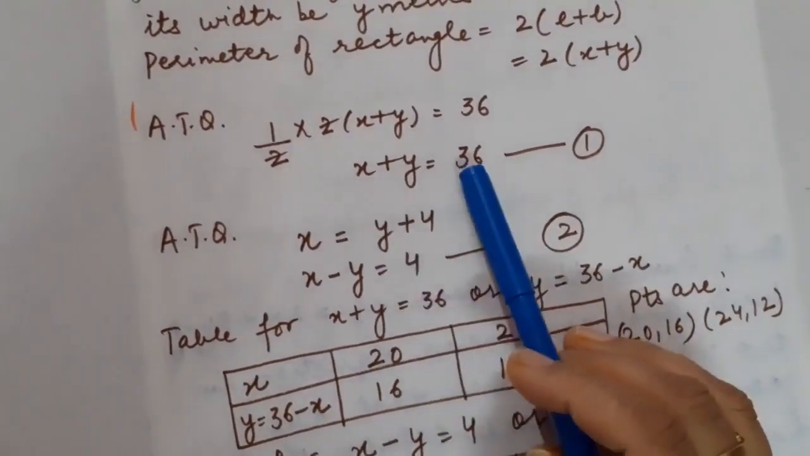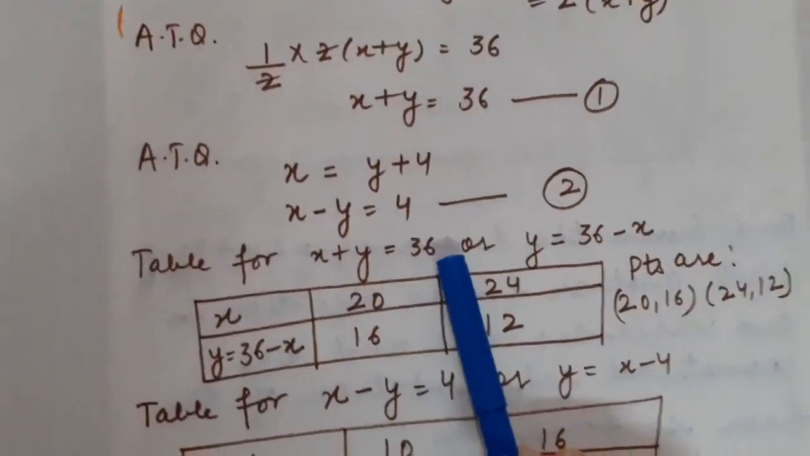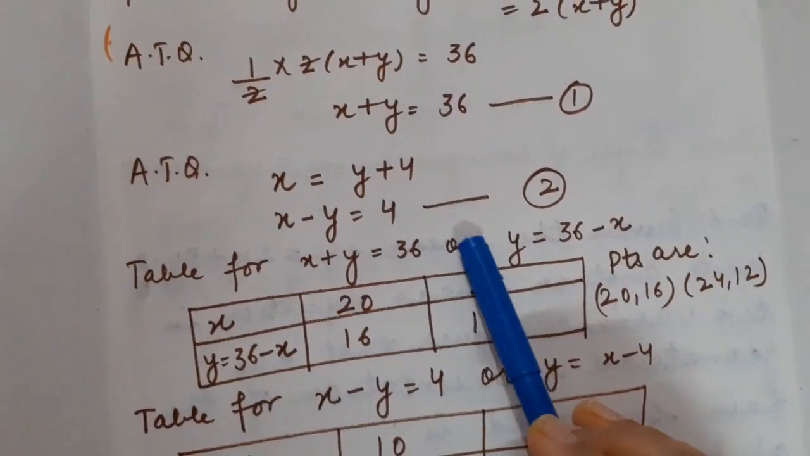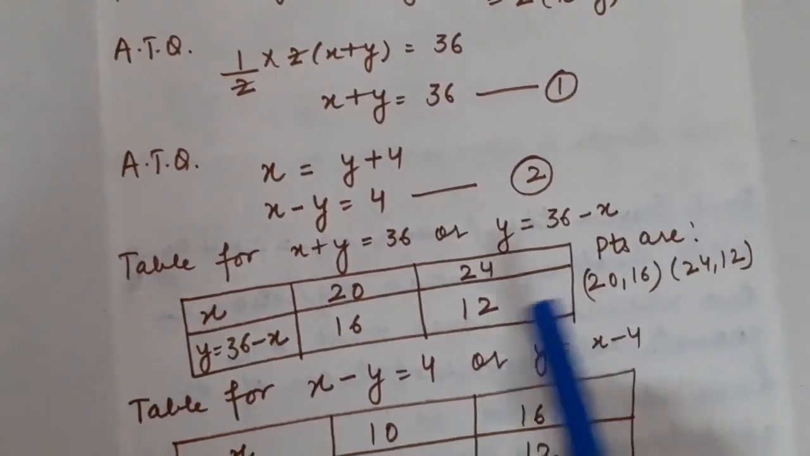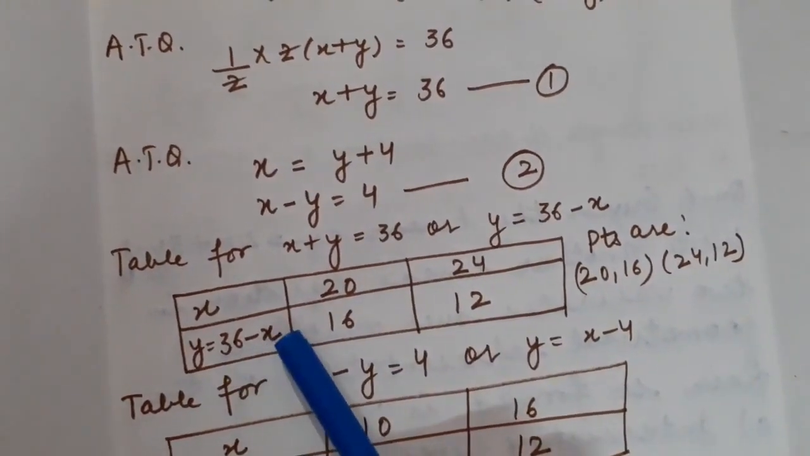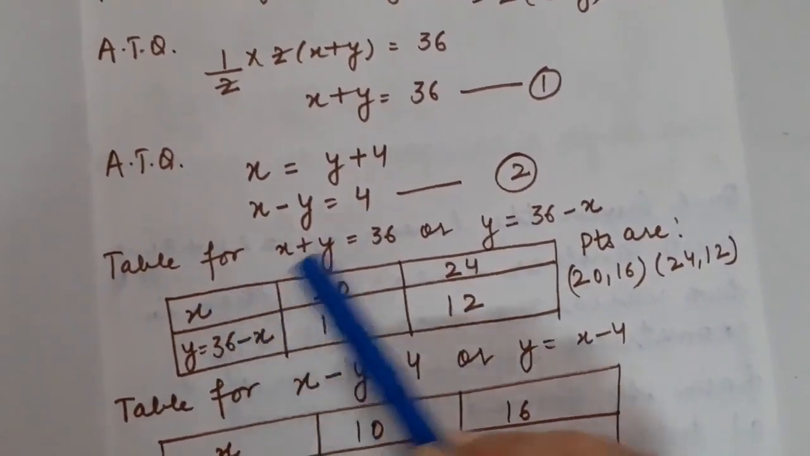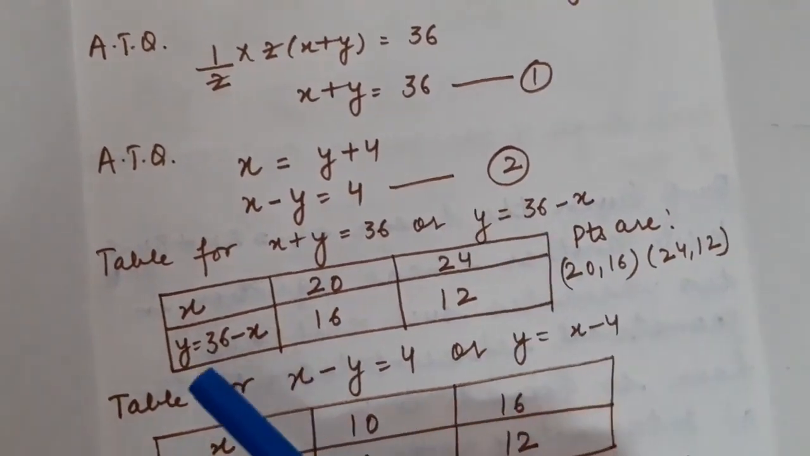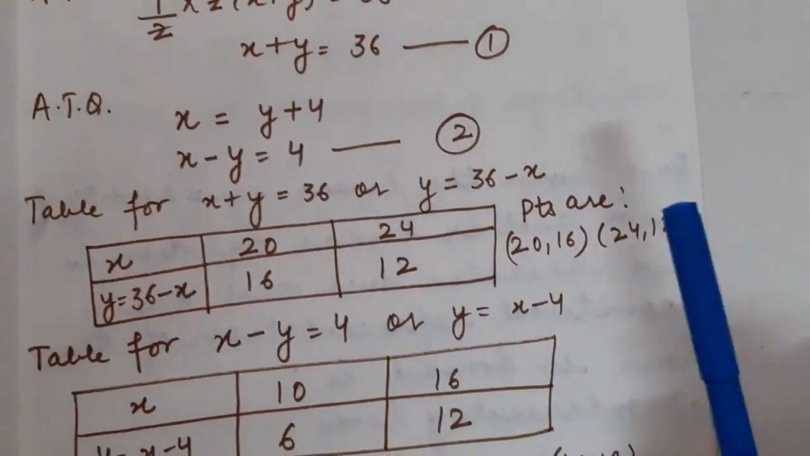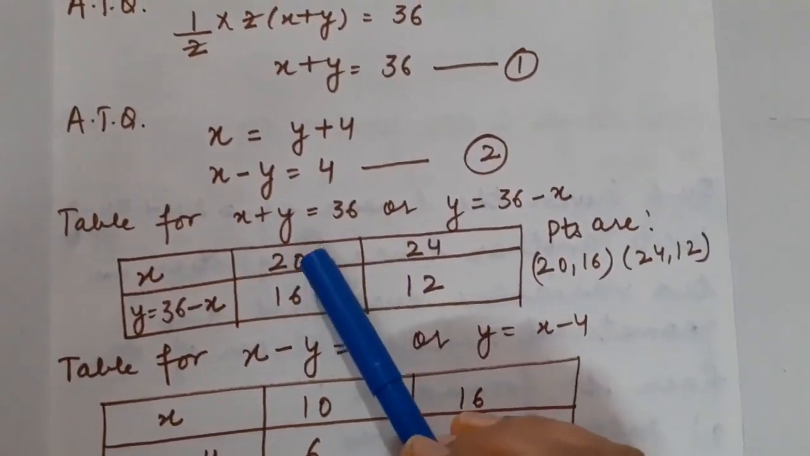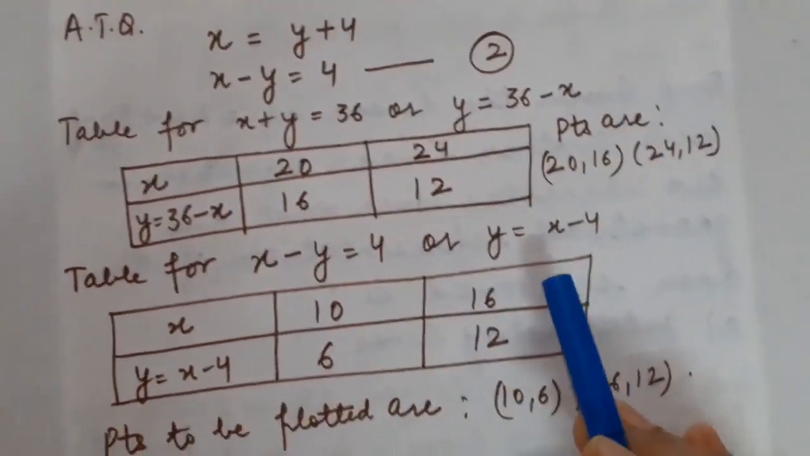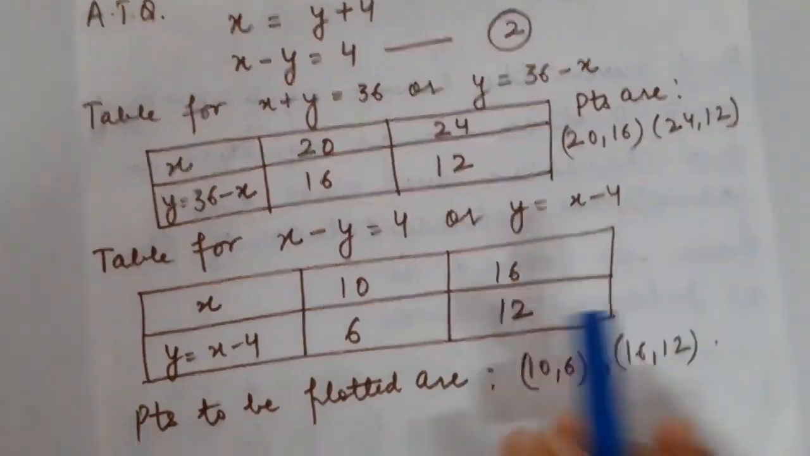So first of all I have taken one equation, that is x plus y is equal to 36. So through here you can calculate the value of y. y is equal to 36 minus x. Now here in place of x I am going to put 20. So definitely 36 minus x will be 16. If we are putting x is equal to 24, then 36 minus 24 will be 12. So which coordinates have I got to be plotted? That is 20, 16 and 24, 12. Getting? This we have done. This is not new for you.